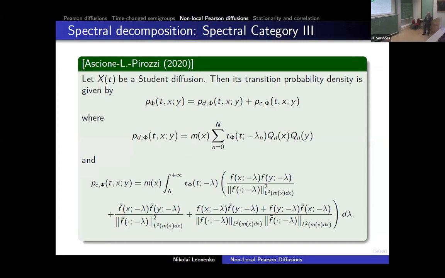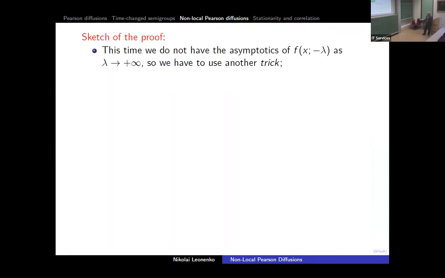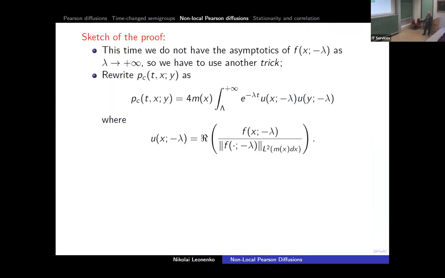And for spectral category 3, we have a similar representation, but again we have a finite number of eigenfunctions and eigenvalues, which are Romanovski polynomials. And again, because this is spectral category 3, we have a more complicated essential part of the spectrum. So the first result is that we can write down explicitly the whole spectral representation of the transition densities in what we call non-local Pearson diffusions for spectral categories 1, 2, and 3. Okay, let me omit the sketch of the proofs.